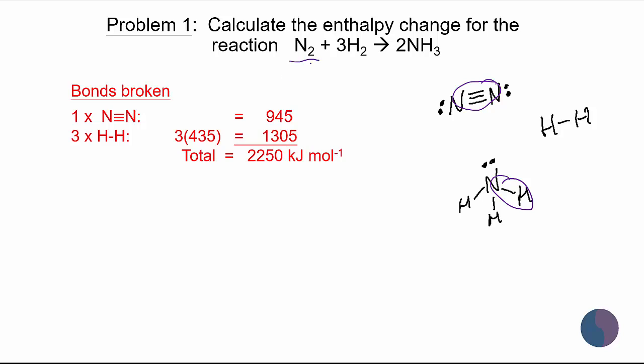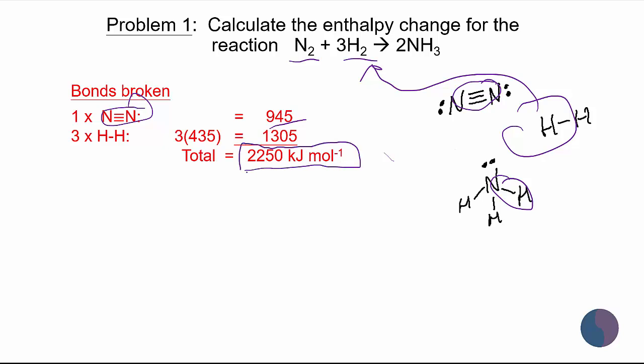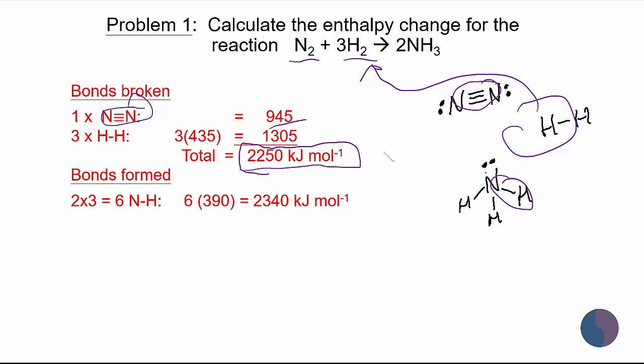So the bonds broken, there's a triple bond. If you look up your data booklet, that's going to give you this value. And there's 3 of the H-H bonds here. There's 3 of those. So you've got to be really, really careful. All right. So that adds up to this amount of energy breaking the bonds. Now, forming the bonds, there's 3 of these N-H bonds, but there's 2 times 2. So there's actually 6 in the N-H bond. So it's 6 times this. So this is the bonds formed.